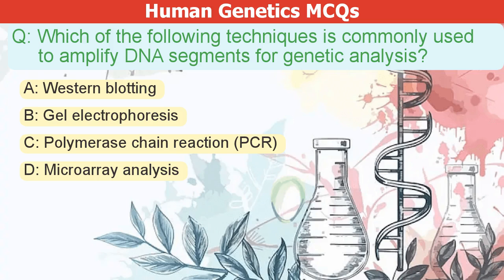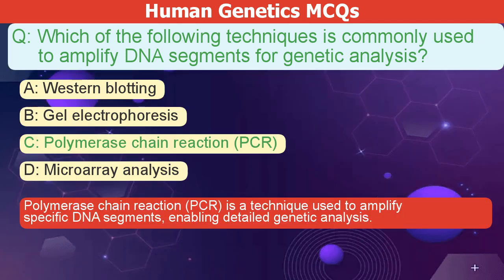Which of the following techniques is commonly used to amplify DNA segments for genetic analysis? A. Western blotting. B. Gel electrophoresis. C. Polymerase chain reaction, PCR. D. Microarray analysis. The correct answer is C. Polymerase chain reaction, PCR, is a technique used to amplify specific DNA segments, enabling detailed genetic analysis.